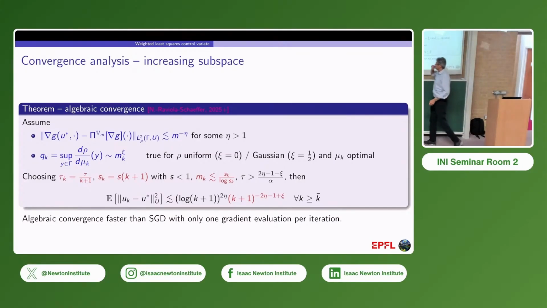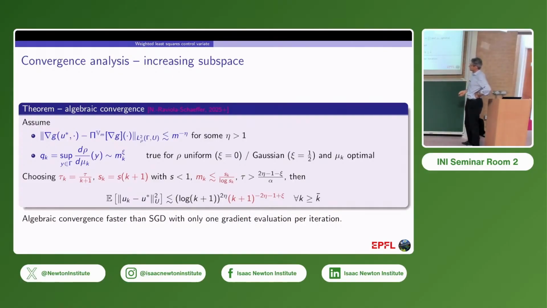Then the strategy here is essentially to do stochastic gradients. So you shrink the learning rate like 1 over k, and we increase the memory size like k. So every iteration we increase the memory little by little, and then there is always this log factor, so the m_k will be something like k over log k, so it's slightly less than k.